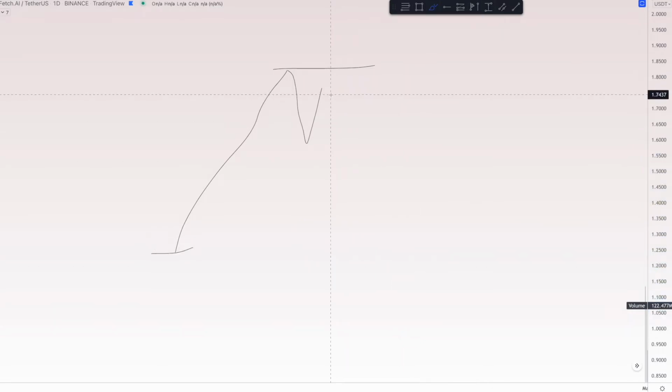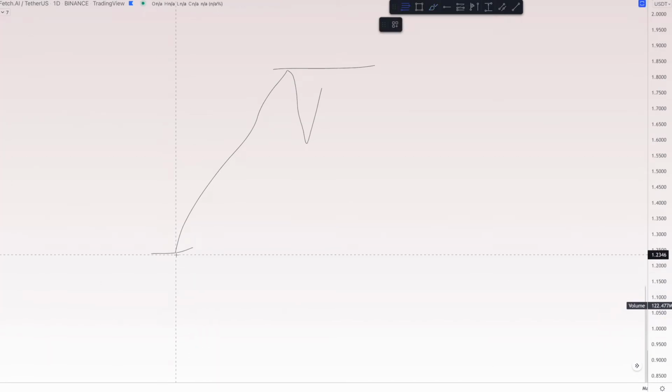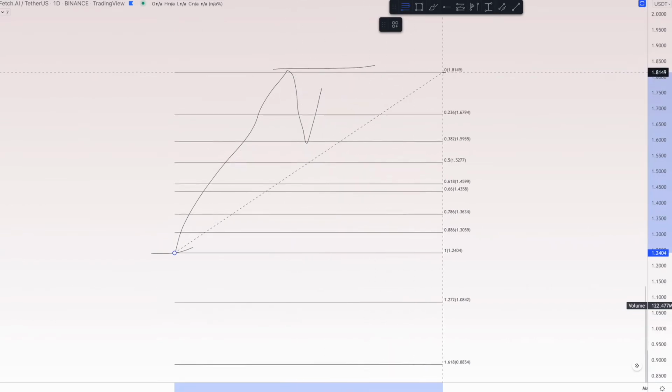So how can you predict on what level the retracement will bounce? This is where Fibonacci comes into play. So we have the Fib retracement tool, and the Fib retracement tool works from left to right. So you start at the start of the impulse. This is your 1, as it is called in the Fibonacci. It's the 100% till the 0%.